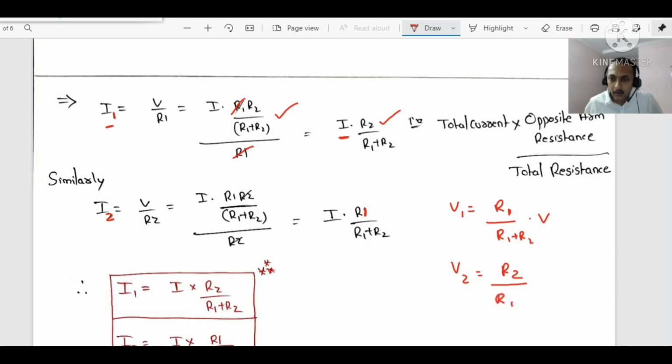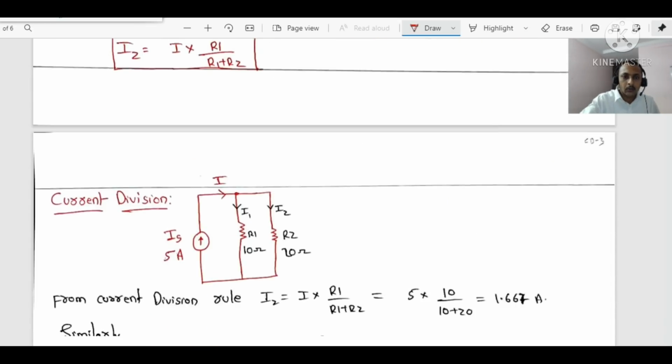R2 divided by R1 plus R2 into V. But in this context, I1 equal to I into R2 divided by R1. Please take care here. This is where you are going to commit the mistake. So total current into opposite arm resistance divided by total resistance, right? So this is the current division rule.